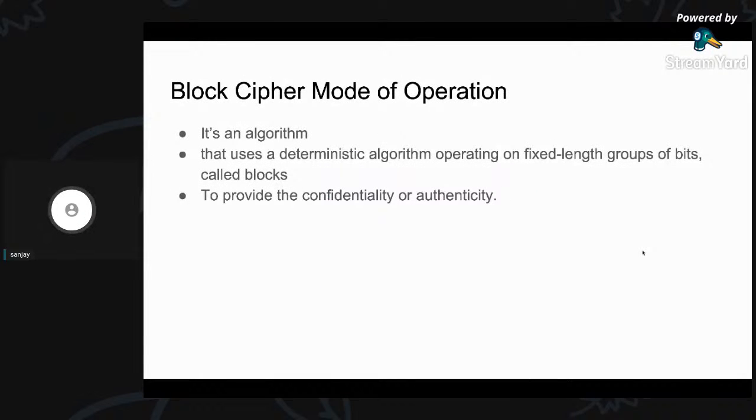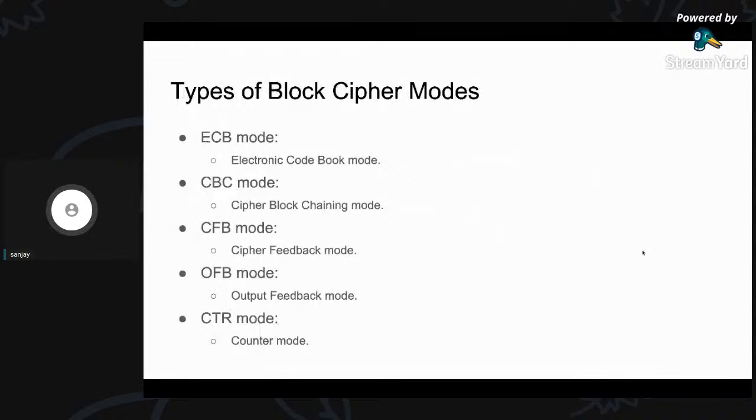Now let's move to the block cipher mode of operation. It's an algorithm which uses a deterministic algorithm operating on fixed length groups of bits, and that is called a block. So block cipher mode always works on blocks. Whenever we provide the plaintext data, it will convert that into blocks and then perform the operation to provide confidentiality or authenticity. These are the types of block cipher modes: CBC, ECB, CFB, OFB, and CTR. For the padding oracle attack, we will deep dive into the CBC mode, because the CBC mode is vulnerable to the padding oracle attack.